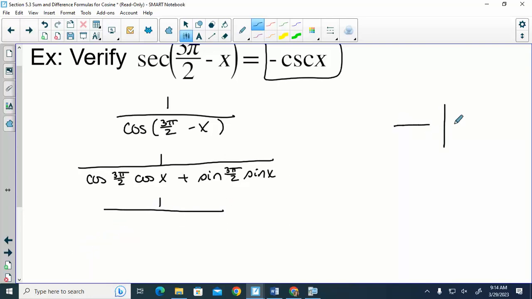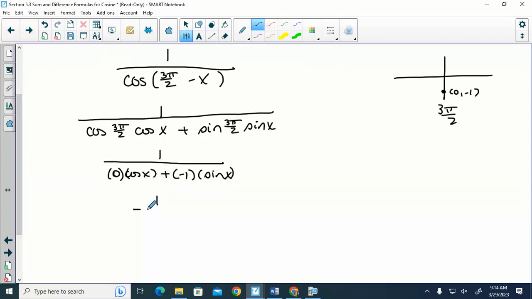3 pi over 2. And that's right here. Think about your unit circle. That's the point 0, negative 1. So cosine of 3 pi over 2 is 0 times cosine x. Sine of 3 pi over 2 is negative 1 times sine x. I get 1 over 0 minus sine x, or 1 over negative sine x. And what's 1 over sine? So this is negative cosecant x.